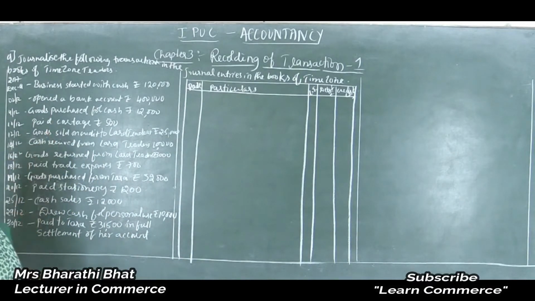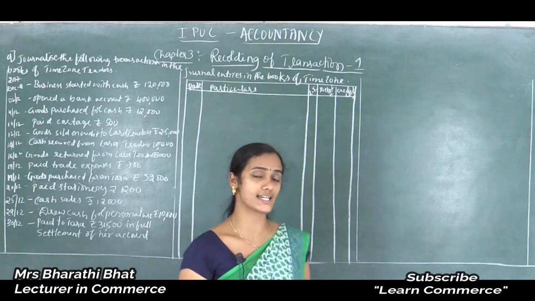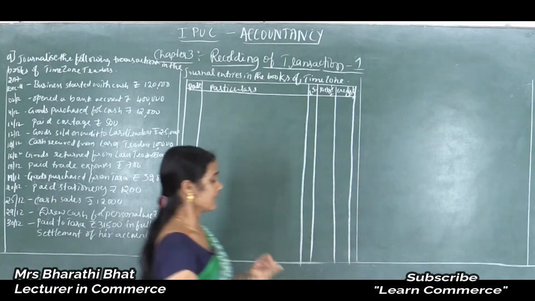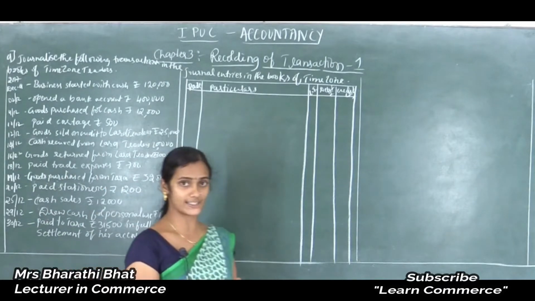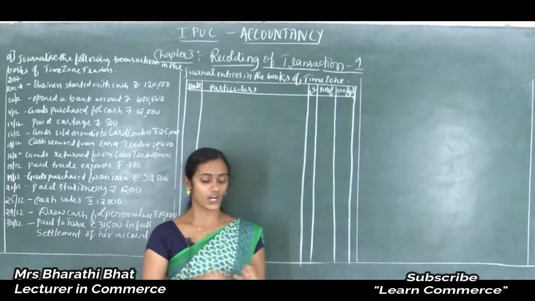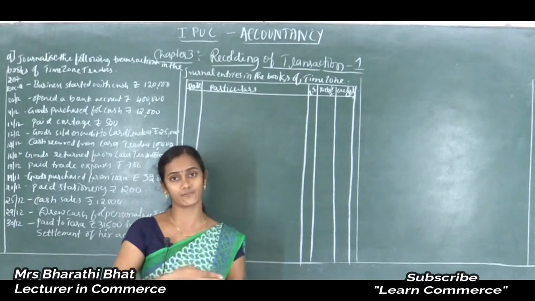The transactions are like this. 2017 December 1st, business started with cash. How can we pass a journal entry for this transaction? Before that, we should find out the two different accounts which are involved in that particular transaction. Already we discussed how we can find out the two different accounts.